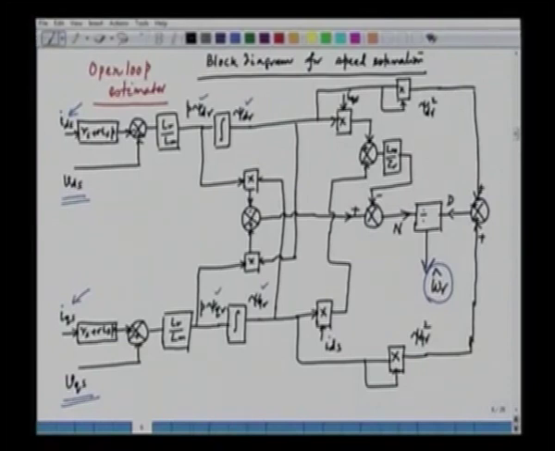So to have a little more error correction mechanism, in fact, if there is some error in the measurement, there has to be some correction mechanism to correct the speed estimate. So the open loop estimator doesn't have any error correction mechanism. So we go for what is called a closed loop speed estimator. So we will see how we can implement a closed loop speed estimator.